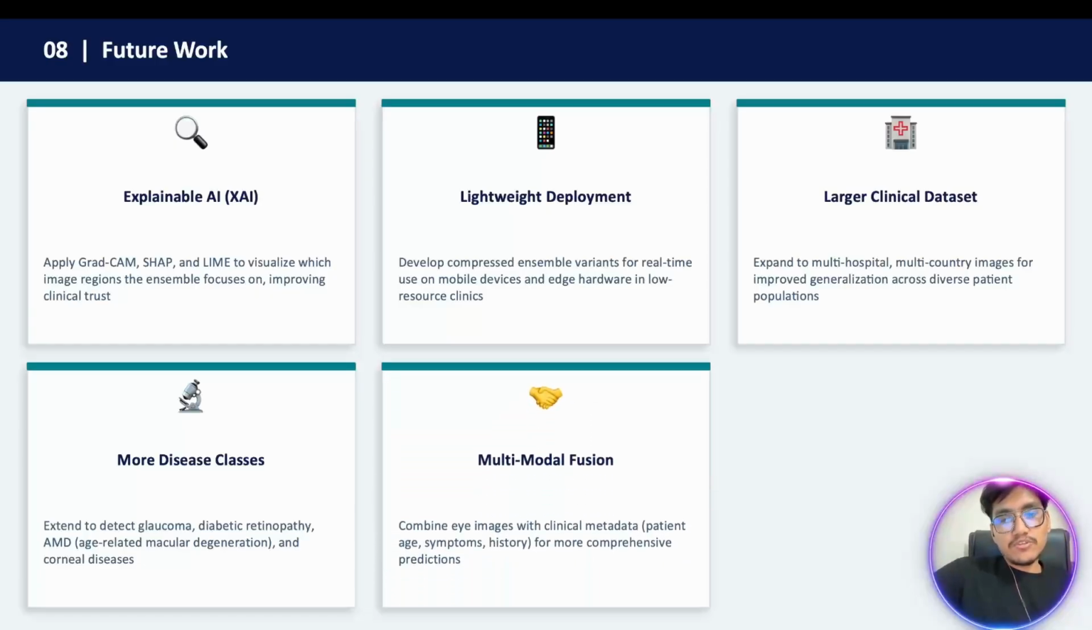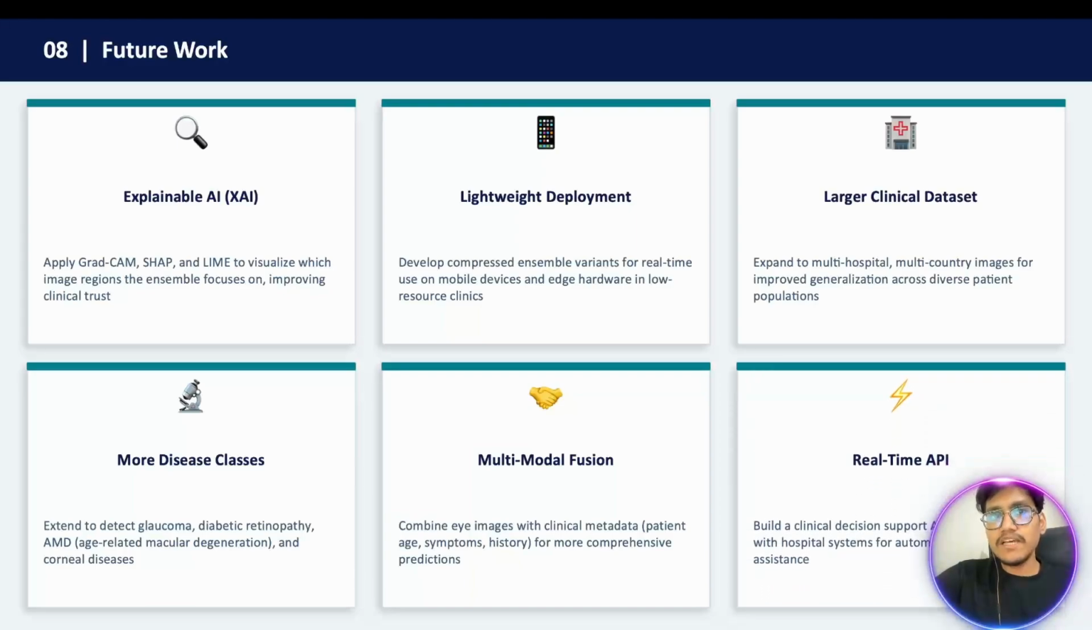And then we have multimodal fusion. Currently, the model only looks at the eye image, but in real clinical diagnosis, a doctor would consider the patient's age, medical history, reported symptoms, and other factors. Combining image data with these clinical metadata inputs, called multimodal fusion, could significantly improve accuracy and reduce false positives.